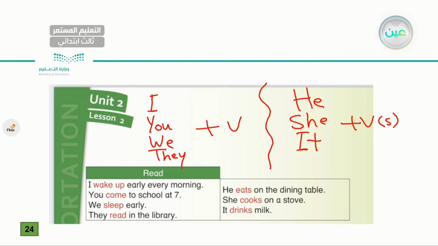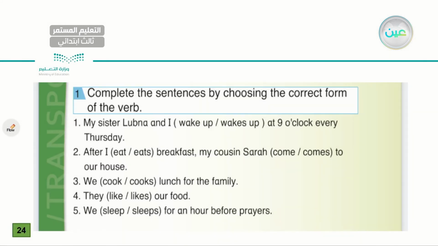He eats on the dining table. So here I have an S. She cooks on a stove. It drinks milk. Okay, so let's try to do some exercises to check your understanding.